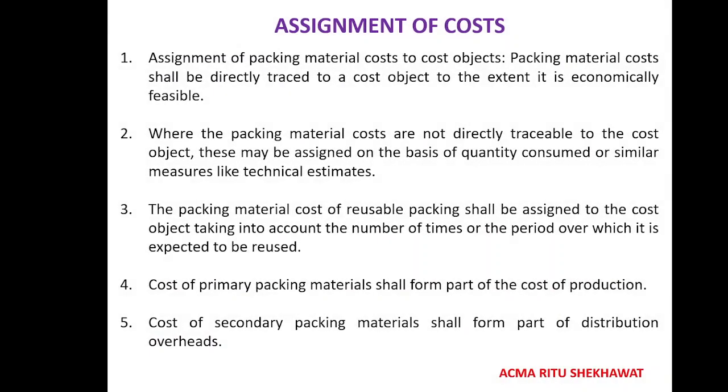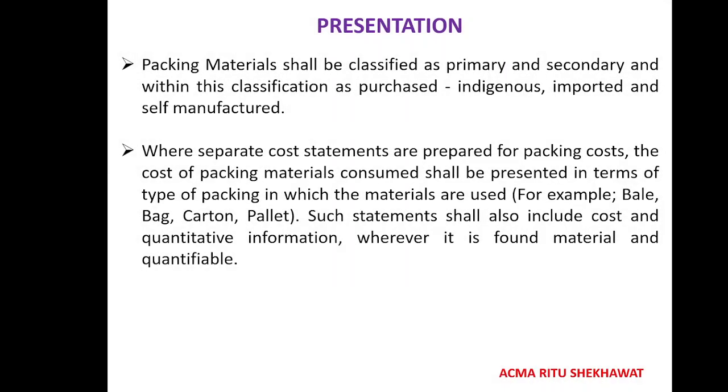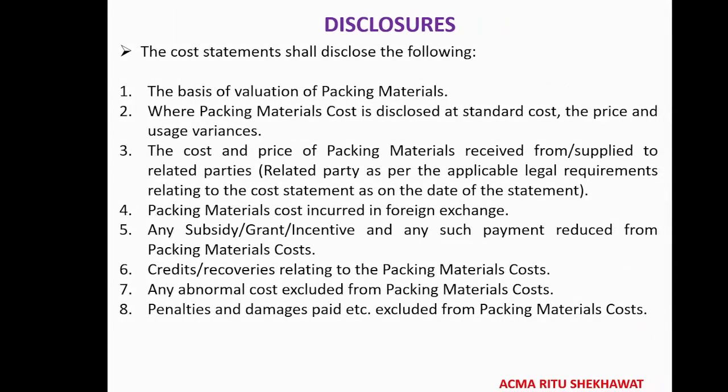Assignment of cost is the assignment of packing material cost to the cost object. Depending upon the cost object, it should be directly traced in an economically feasible manner. If it is indirect, then it should go via the overhead route, where we will absorb the cost. The cost of primary packing material should go directly to the cost of production, and secondary packing material to distribution overheads. Presentation is the same as we studied earlier, made according to the disclosures.